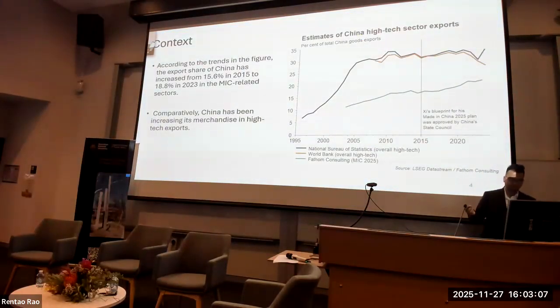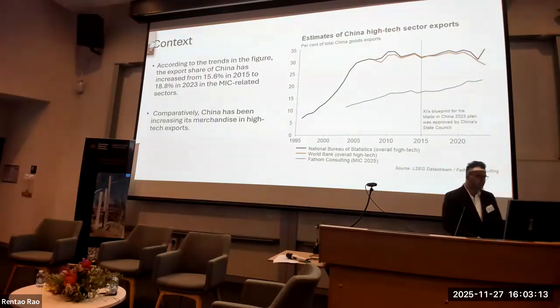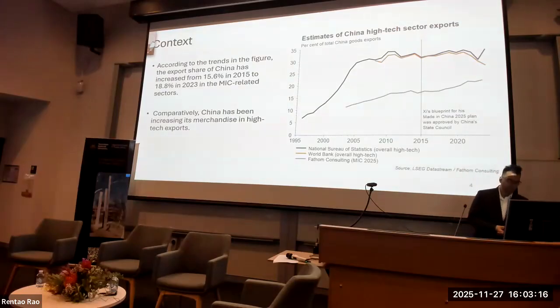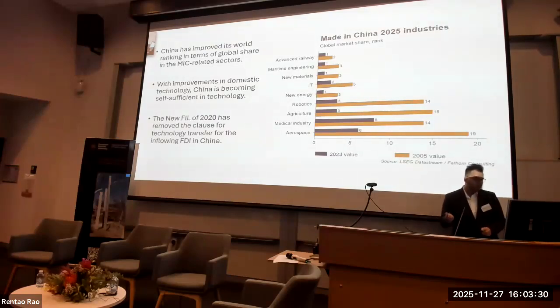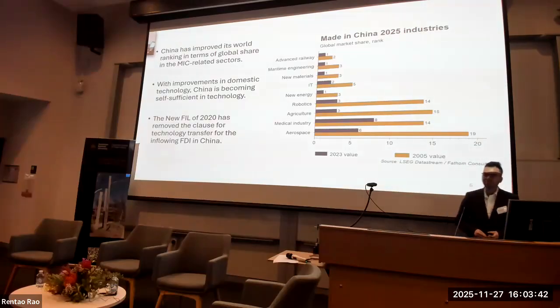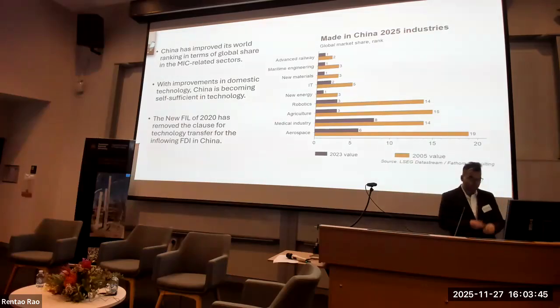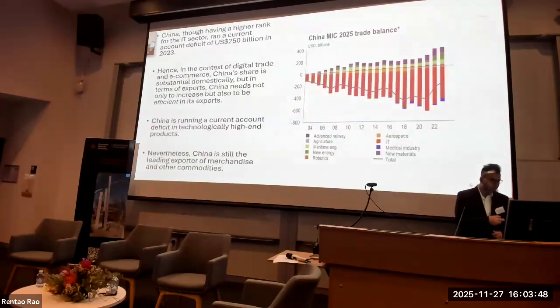So, in this context, it was announced in 2015 and it has a very modest rise of almost 3%. But comparatively, China has been increasing its merchandise high-tech exports, but the growth is very small. So China has improved world rankings, and to prove China's technological advancement and self-sufficient digitalization, the new foreign investment law of 2020 has actually removed the rules on technology transfer. It shows China's indigenous growth.